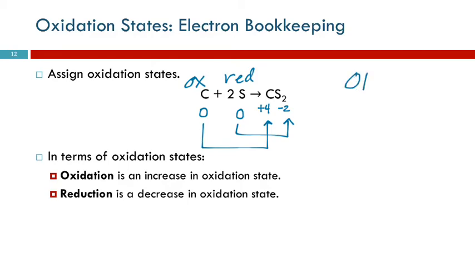Now this is not exactly right, but it might help you remember. So let's just pretend. These aren't charges, but let's pretend they are. If it was going from 0 to +4, would it do that by gaining or losing electrons? Losing. Oxidation is loss of electrons. So this is being oxidized. Reduction is gain of electrons. Sulfur going from 0 to -2. If it was forming an ion, it would be a reduction. Okay?